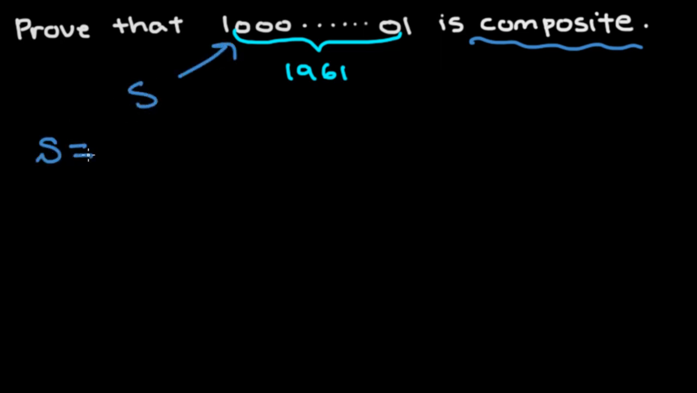We can rewrite s as 10 to the power of 1,962 plus 1. And this is a much easier form to deal with because we can look at different ways we can factor this. So since 1 is pretty easy to deal with, let's look at this weird number right here. If you have a big number, it's always a good idea to try and prime factorize it. So that's what we're going to do.